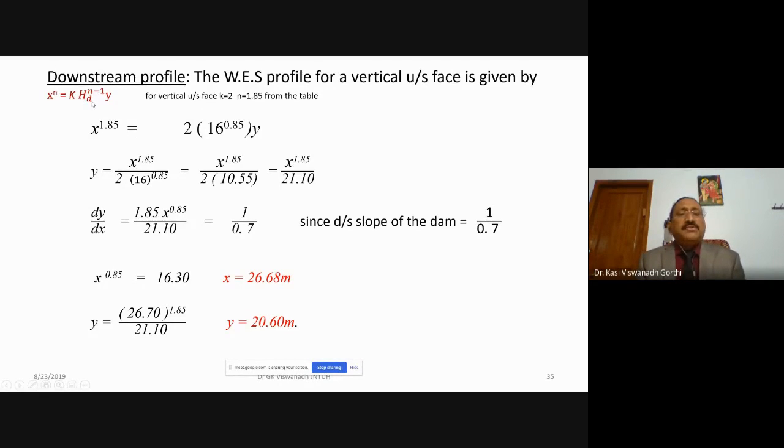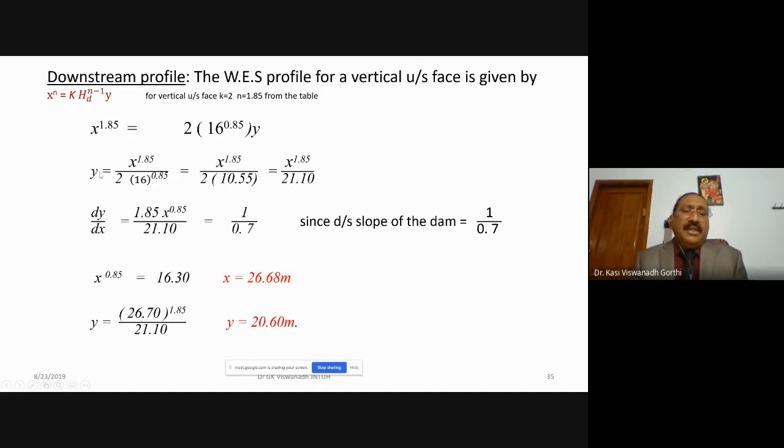HD to the power n minus 1. HD is 16 meters, we have seen, the design head, to the power 1.85 minus 1, into y. So we have the profile now: y is equal to x to the power 1.85 by 21.